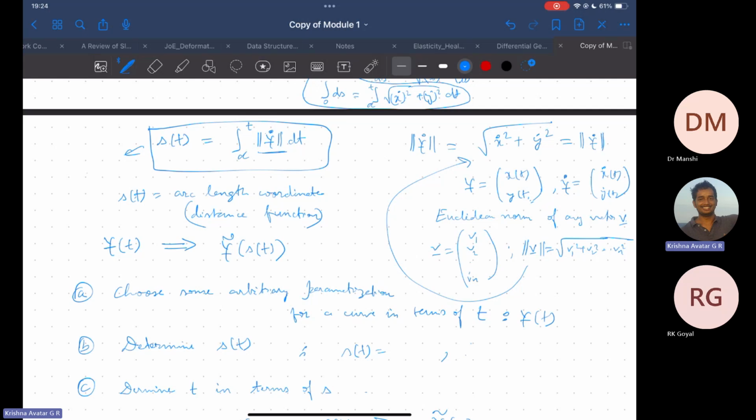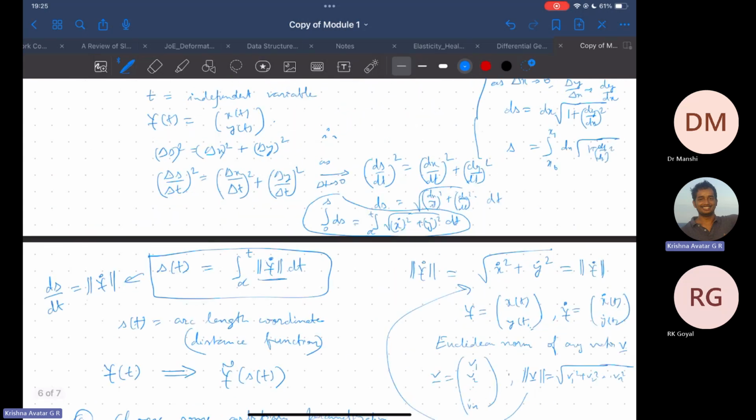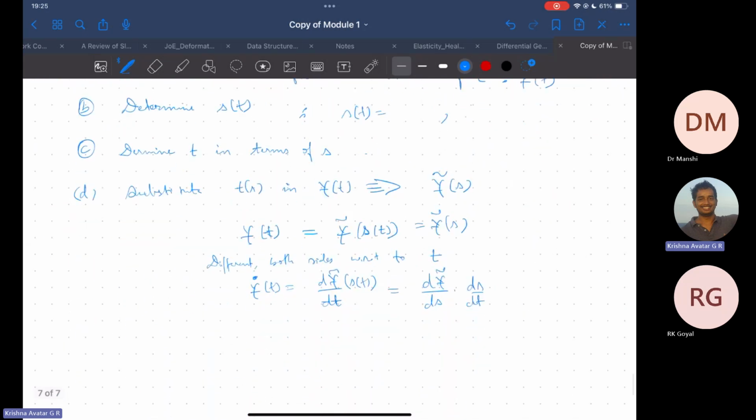Let's go back to s of t. ds by dt is nothing but the norm of gamma dot. It's hidden in this expression itself: s dot is equal to root over x dot square plus y dot square, which is eventually the norm of gamma dot. So this is what comes out, and we'll substitute it here.